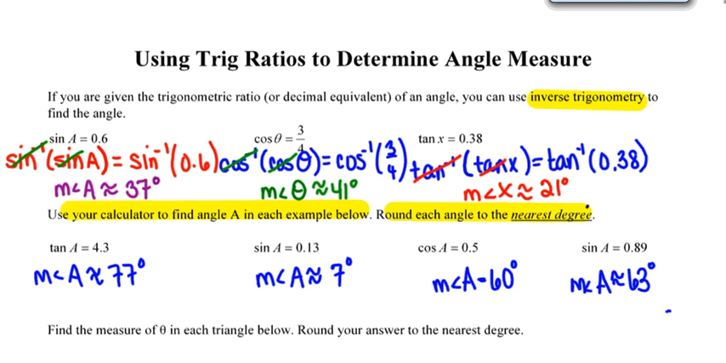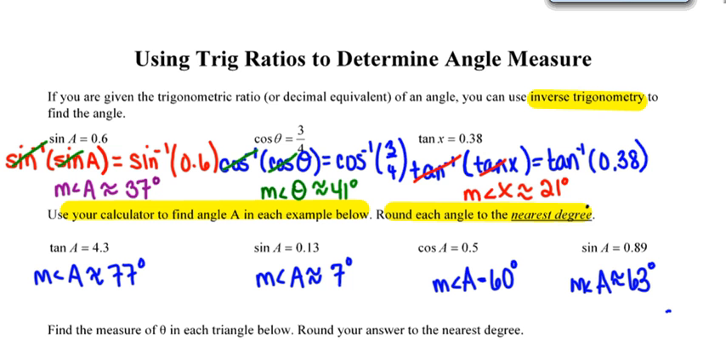Okay, so the first one I had that the measure of angle A was approximately 77 degrees. For the second one, angle A measured approximately 7 degrees. For the third one, the measure of angle A was exactly 60 degrees. And then lastly, for the fourth one, the measure of angle A was approximately 63 degrees.